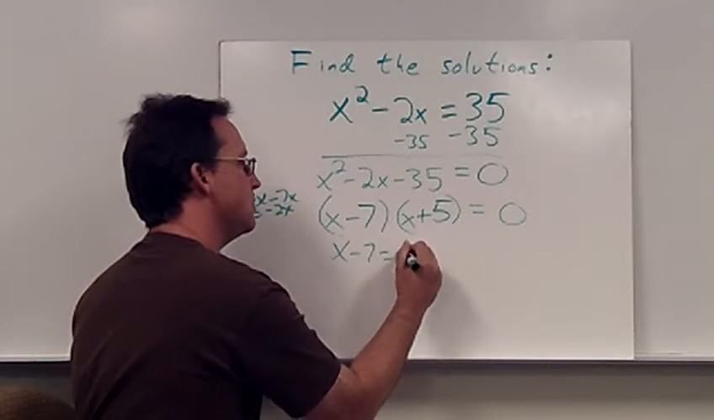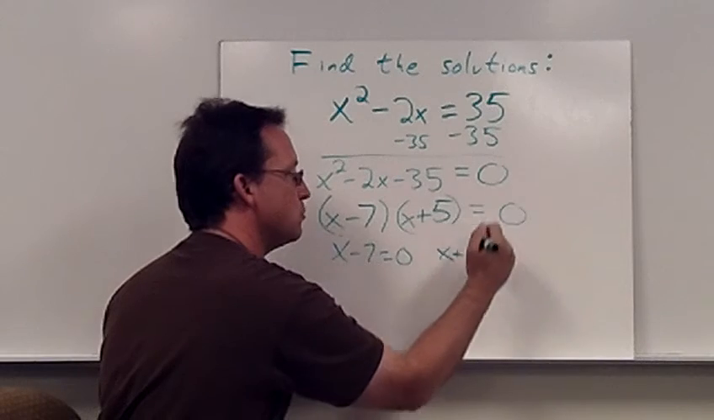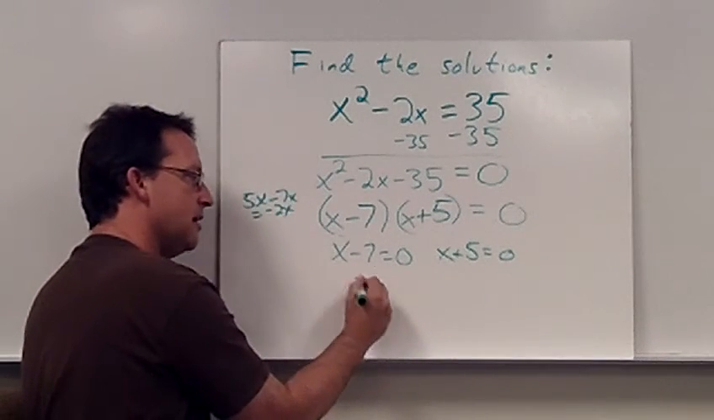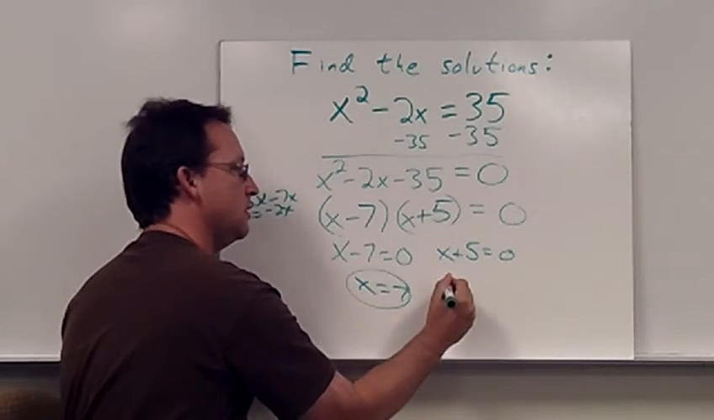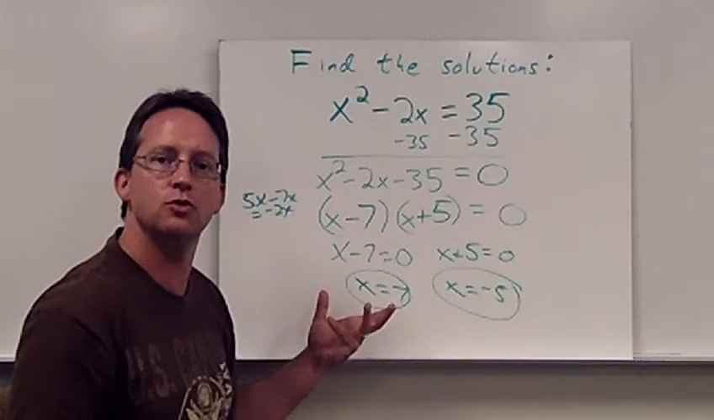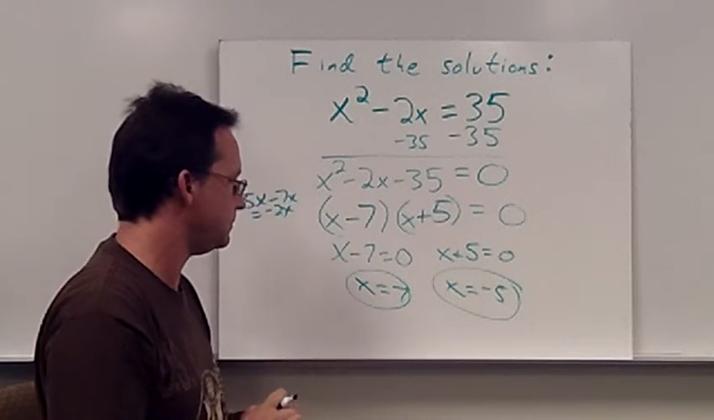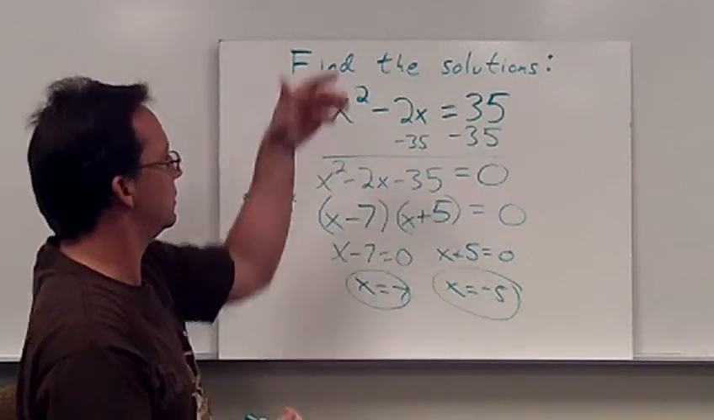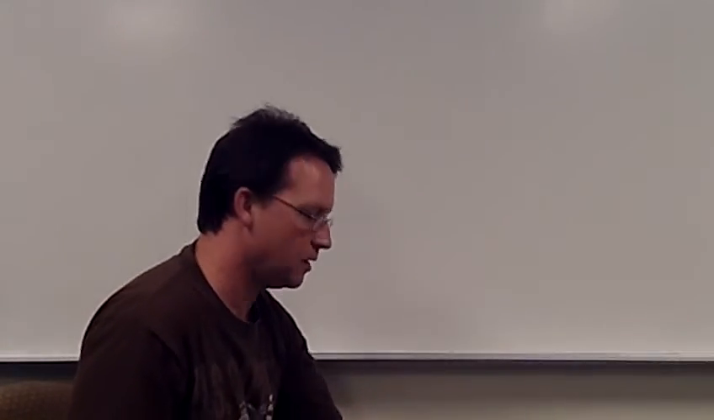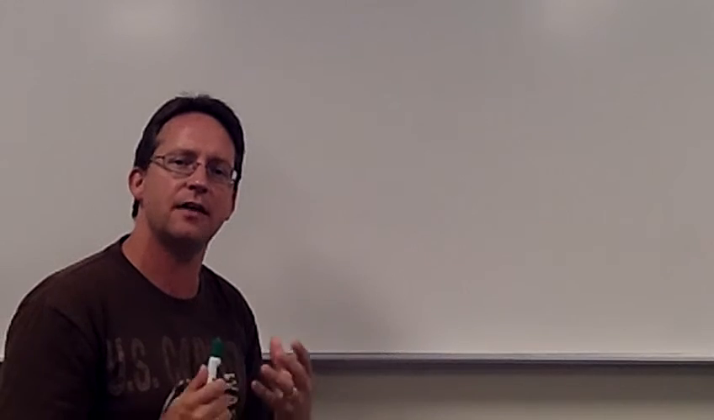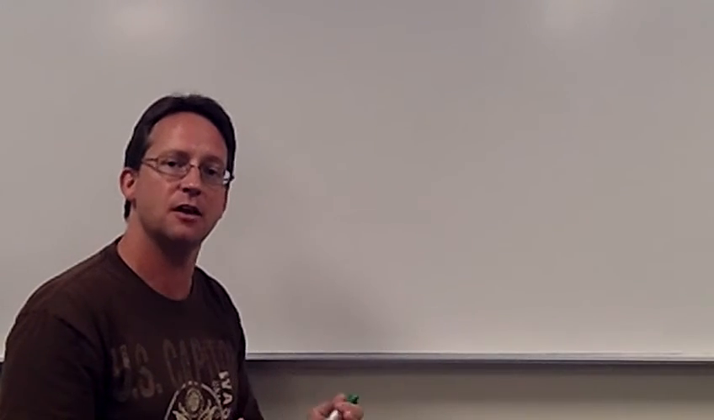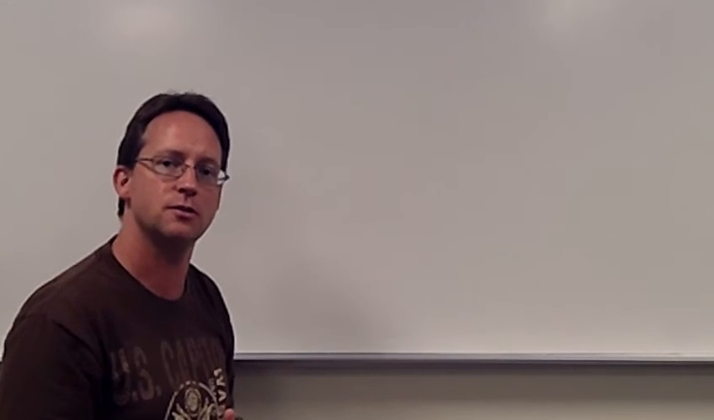Set our factors equal to 0. That's why we have to subtract that 35 at the beginning, so that our equation always equals 0. Add 7, I get x is 7. Subtract 5, I get x is negative 5, and those are my solutions. So that's the idea of factoring. And again, we'll continue to practice this. Now that you know that trick with the signs, I think it will help you speed along the process of finding x-intercepts and finding solutions.